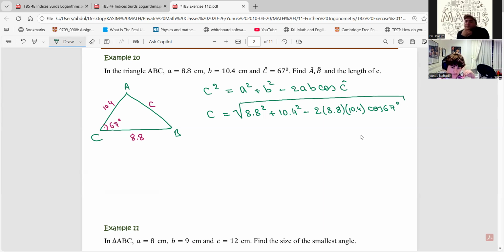If you see how math is developing step by step, we are just adding one ingredient, but still we are using the basic manipulation. Yunus, calculate and tell me the answer. What is C?